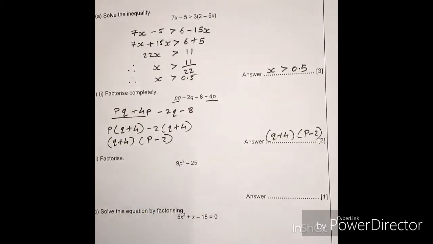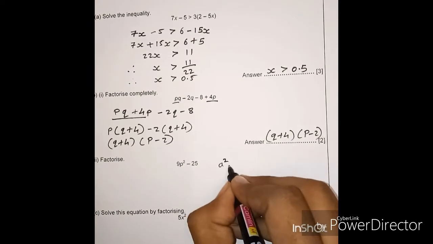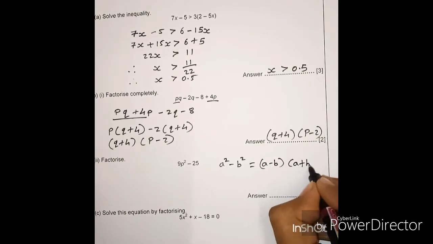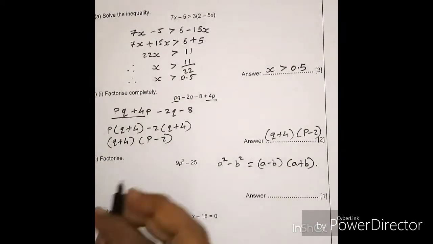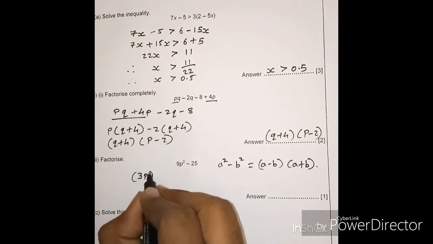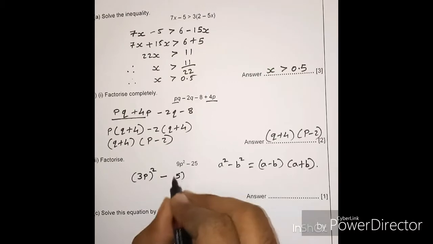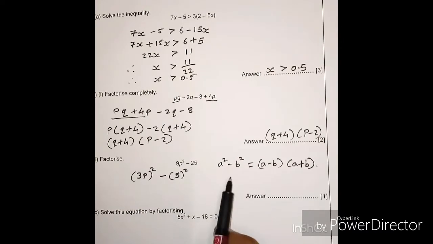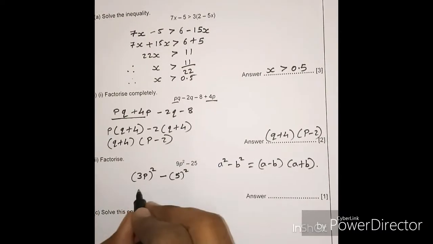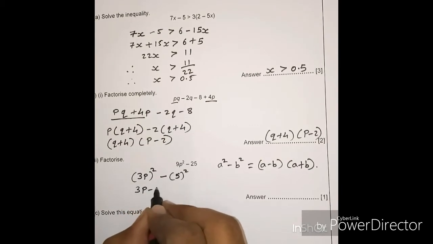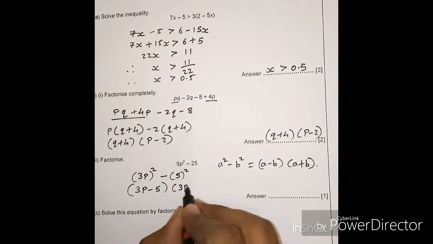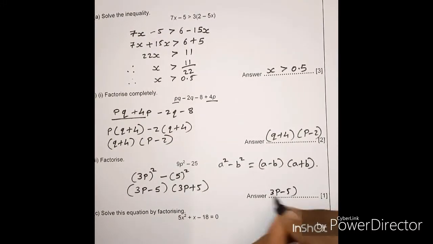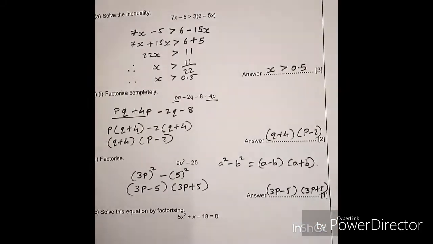Moving on to the next sum, factorize 9p square minus 25. By looking at the question, I remember the formula a square minus b square, which is equal to a minus b in one bracket, a plus b in the other bracket. Now 9p square can be written as 3p the whole square, and we can write 25 as 5 square. Applying the a square minus b square formula, we get 3p minus 5 in one bracket and 3p plus 5 in the other bracket. So my final answer is 3p minus 5, 3p plus 5.